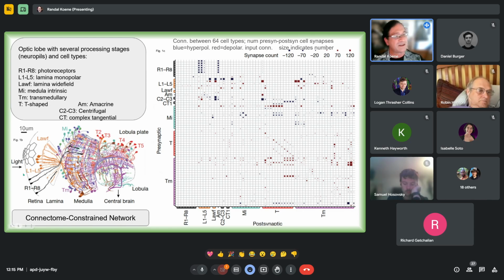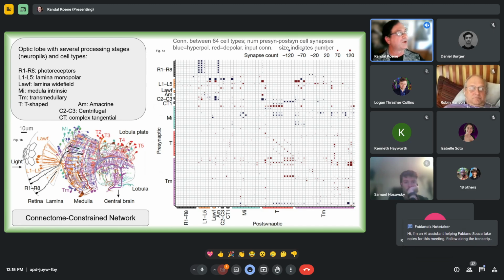So light reaches the photoreceptors. Those connect with lamina and medulla cells. And from there, the transmedullary cells that are identified by a T as their initial letter. And those are the ones that are the focus of this study, combining contrast and motion sensitivity, especially here T4 and T5. A number of additional cell types were also included, as shown here in the box, like these amacrine cells, centrifugal cells, and the complex tangential cell.